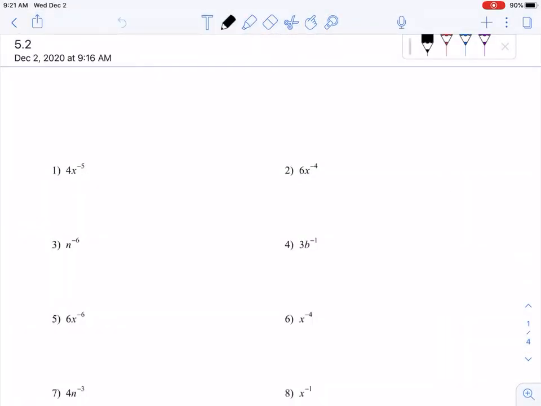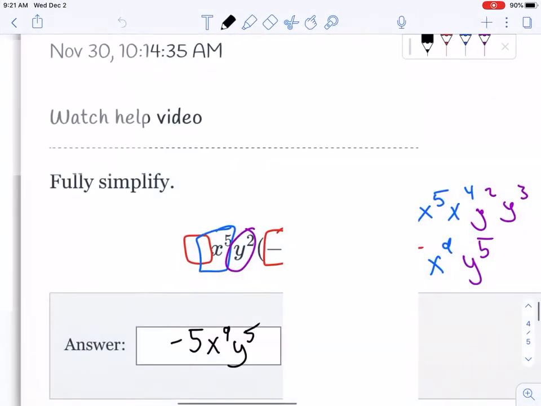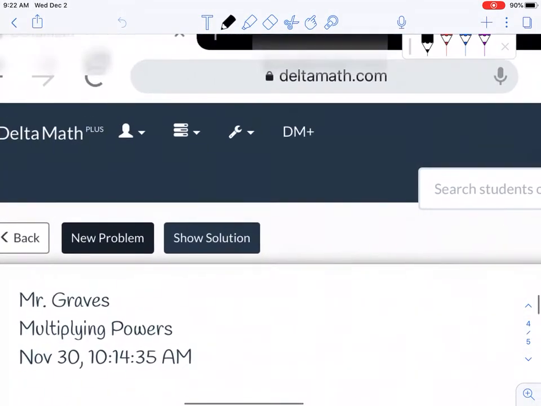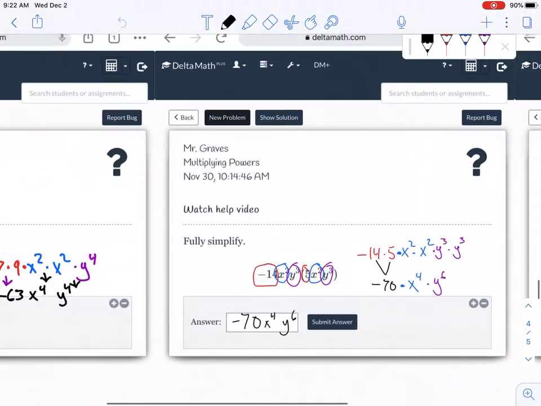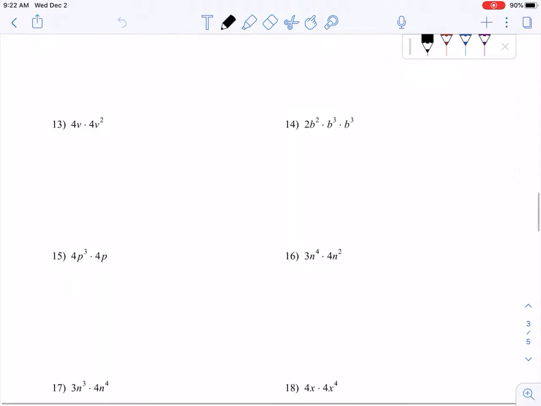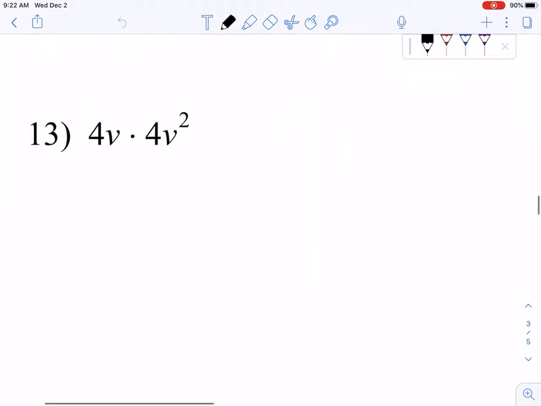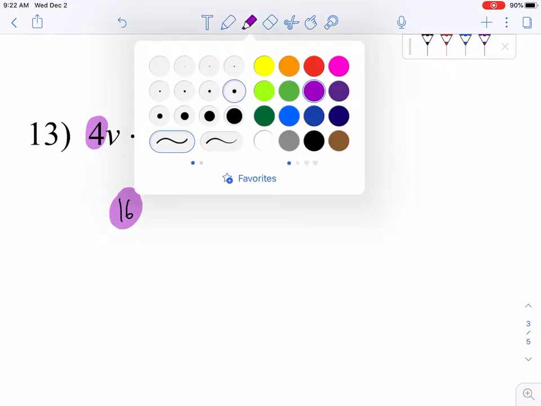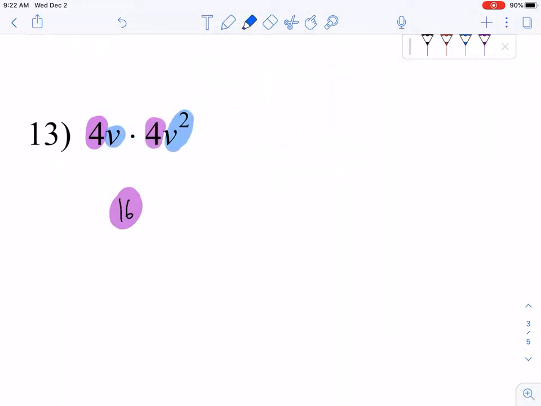All right, we're taking a look at 5.2. In 5.1, we worked with multiplying exponents and what the rules are. Just to look back, for these we would take our bases, so like 4 times 4, and we'll get 16. And then we take our common variables. So this is v to the first and v to the second, and we add 1 plus 2, and that's going to give us v to the third.